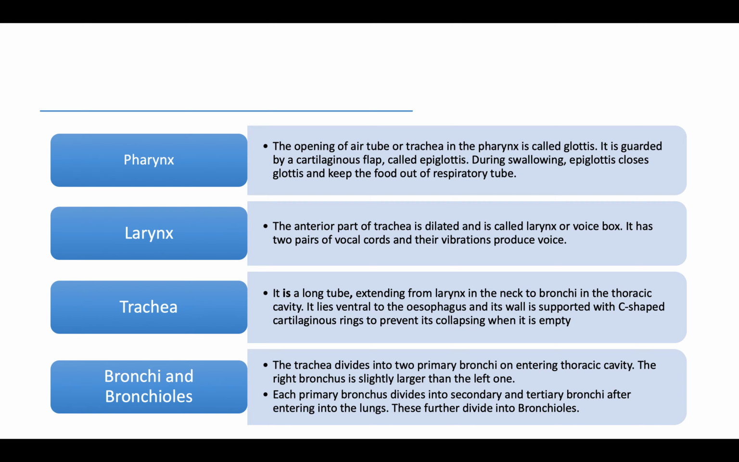Bronchi and bronchioles. The trachea divides into two primary bronchi on entering thoracic cavity. The right bronchus is slightly larger than the left one. Each primary bronchus divides into secondary and tertiary bronchi after entering into the lungs. These further divide into bronchioles.